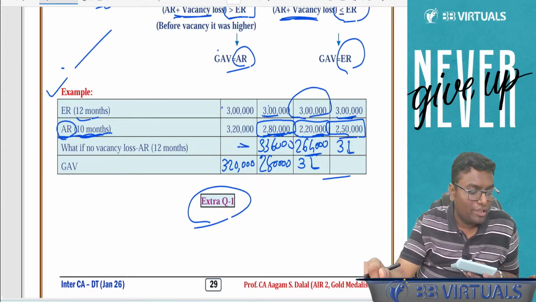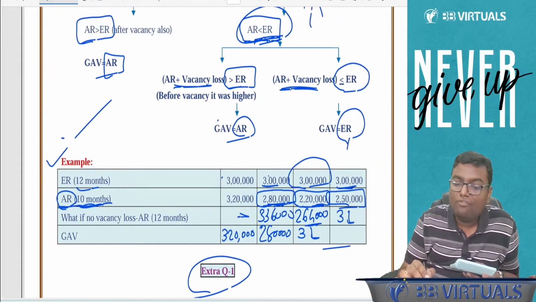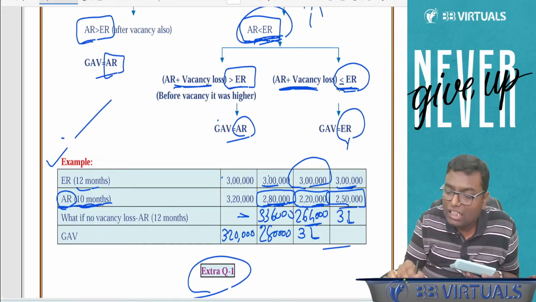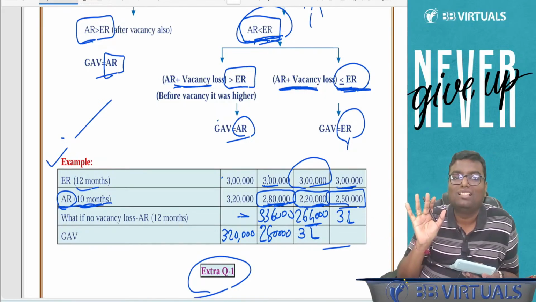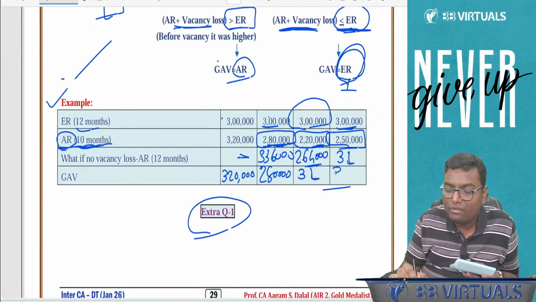Concession will be given or not? It will not be given, because I have written the provision very carefully. If after adding the vacancy loss also the amount is less than or equal to ER, concession will not be given. GAV will be expected rent. That will be rupees 3 lakh.